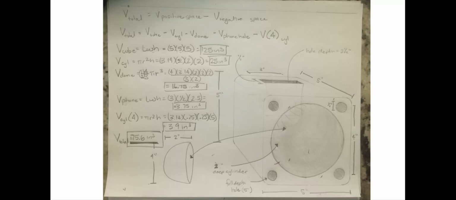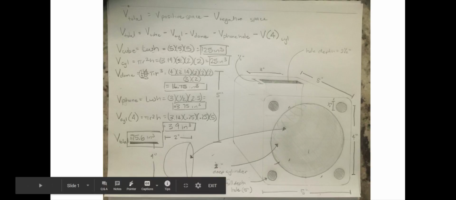So I have that my total volume is the volume of the cube minus the volume of the big cylinder, minus the volume of the hemisphere, which is hidden. You can't really see it in this picture, but it's at the back of the cylinder, minus the phone hole, minus the 4 little cylinders that you see around the perimeter.